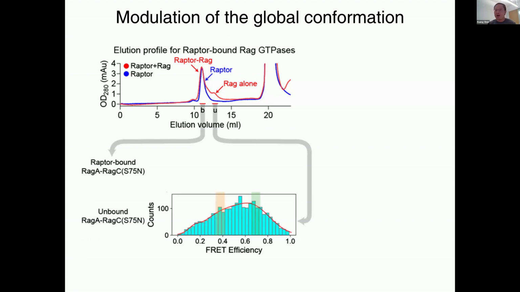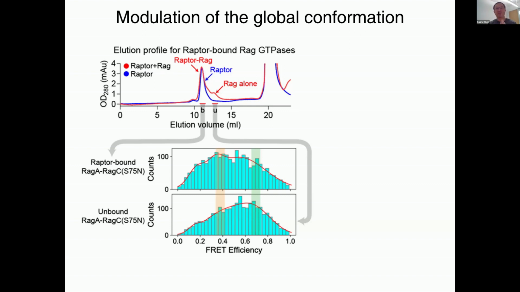In the case of unbound Rag GTPase, consistent with our previous result, the high FRET state is dominant. However, when it binds to Raptor, the medium FRET population starts to pop up, suggesting the conformational change is happening here, because we know the activated Rag GTPase is in the closed conformation, and when it binds to Raptor, something has to happen in order to open this up.